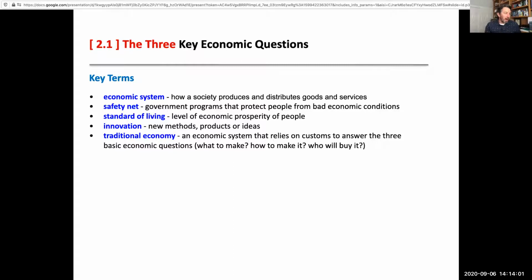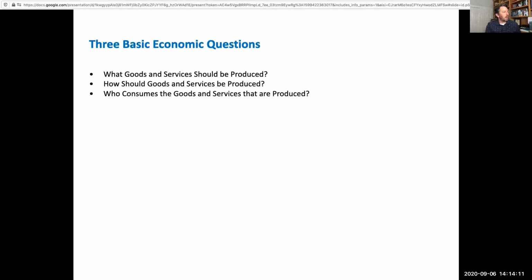Traditional economy is an economy that relies on customs, traditions, values to answer the 3 basic questions: what to make, how to make it, and who will buy it. So those questions again: what goods and services should be produced by a society? How should those goods and services be produced? And then who will consume those goods and services that are produced?